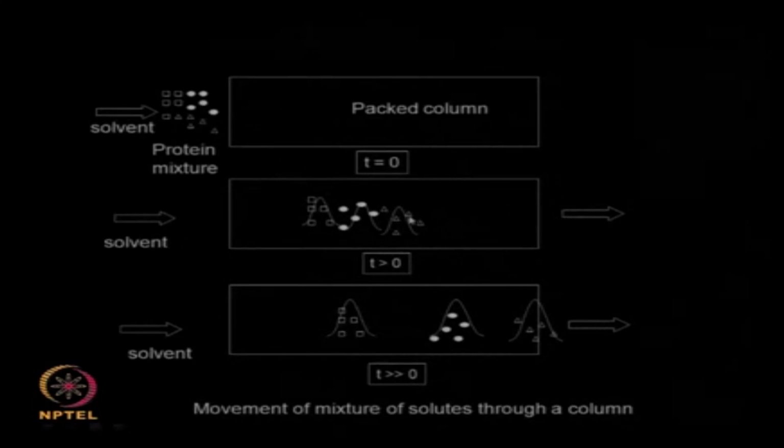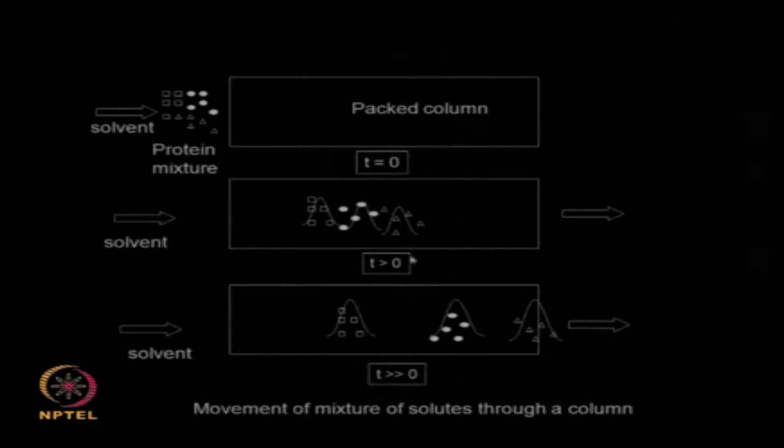As it travels through the column, slowly separations start happening, and when the things exit the column, you will have a very good separation. For example, the triangular proteins may be coming out first, followed by the circular proteins, and followed by the square proteins at a very large time. So this is called the retention time, elution volume, and so on. So different names are there.